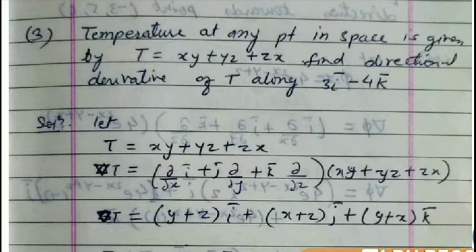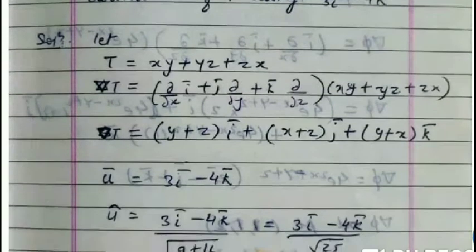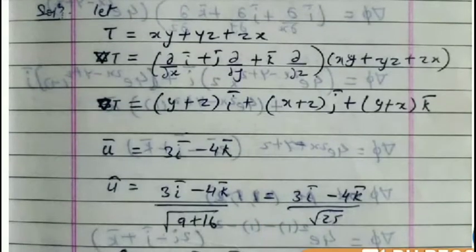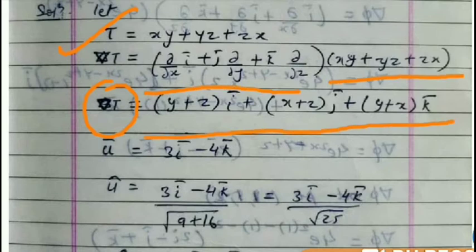Here in this problem, t is the phi and 3i minus 4k is the vector u. This is a very simple problem. First find del t. Here phi means t. So first find del t, the value of del and the value of t. Differentiate t with respect to x, y, z partially.